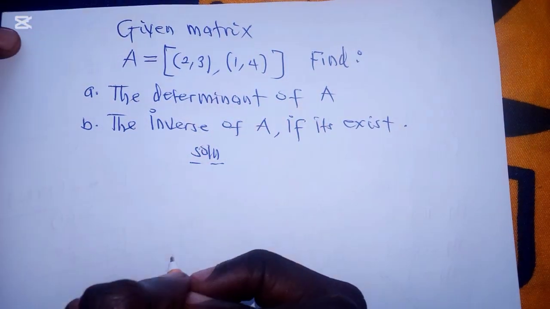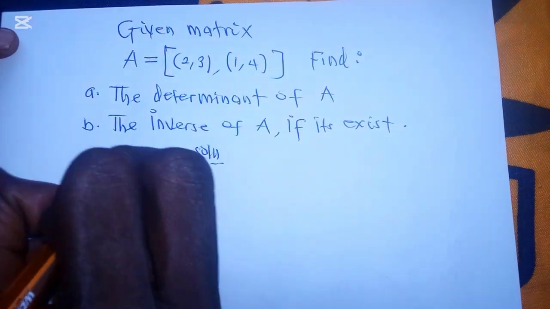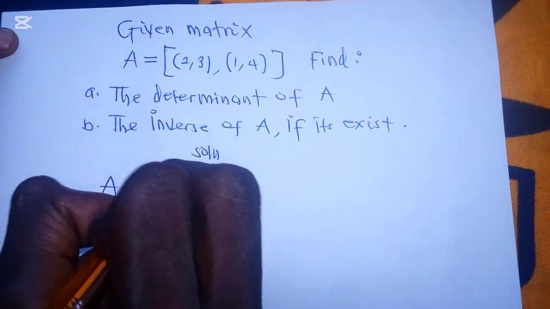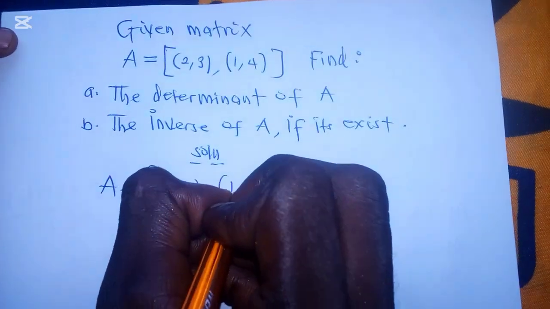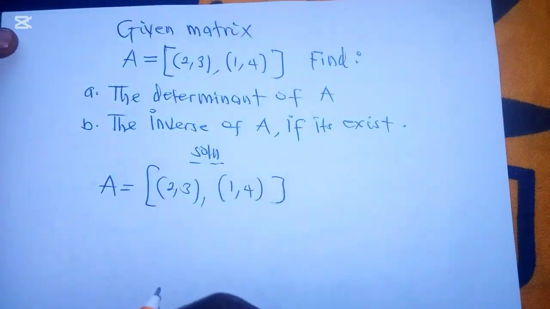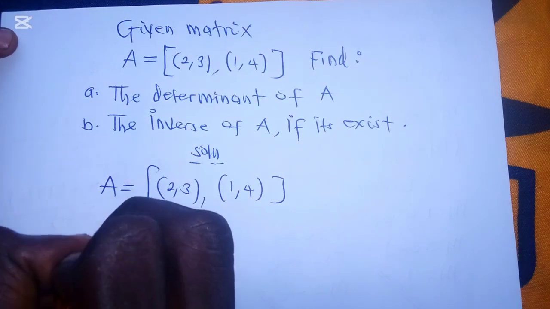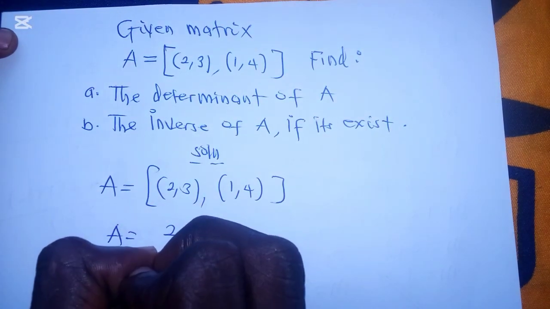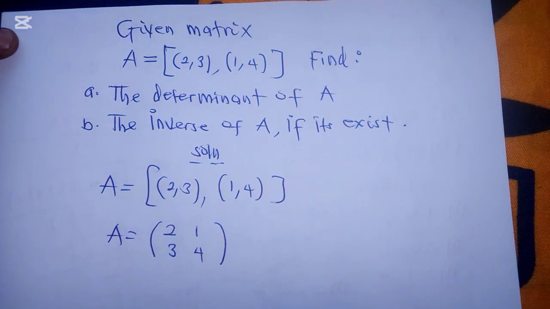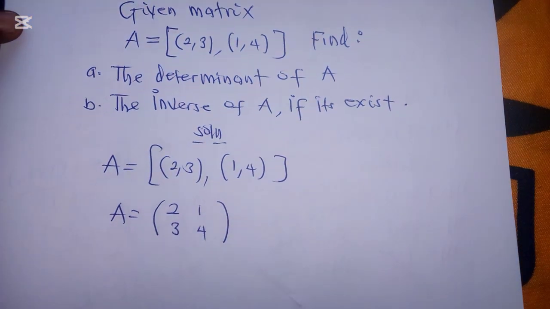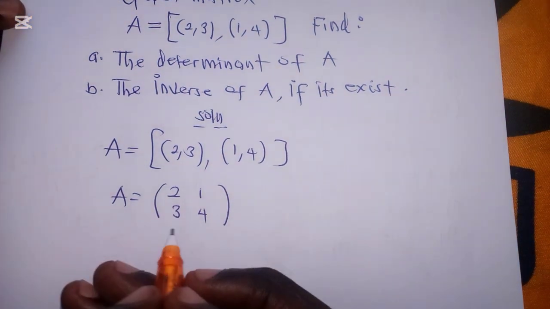Now to start with, this A matrix that we are given as a giant bracket with 2, 3 and 1, 4 can also be represented like 2, 3, 1, 4. You can also represent it this way. Then from this point you find your determinant, and we know how to find the determinant.